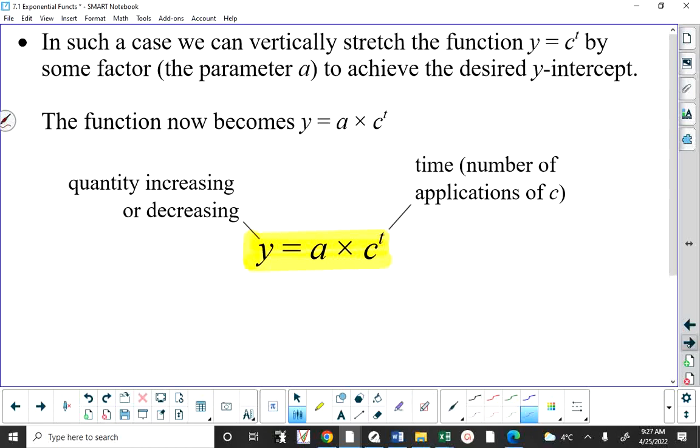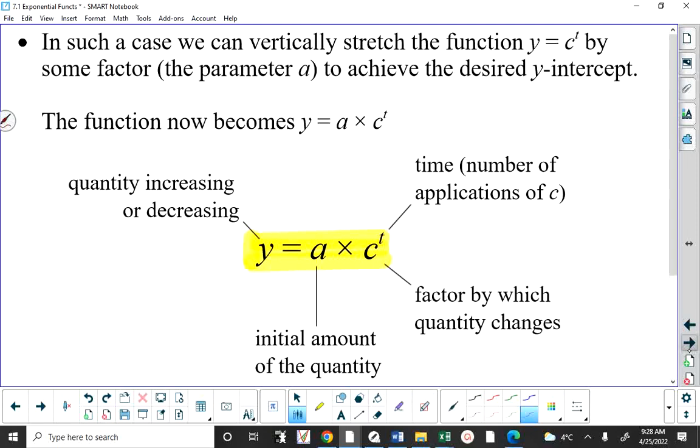It is time, but really it is how many times c has been applied. So if c is 2, that means y is being doubled again and again and again. So t is how many times it's been doubled. It's how many times that factor has been applied. A is the initial amount and c is the factor by which the quantity is changing. And again, this equation will change. It will be different a little bit later today.